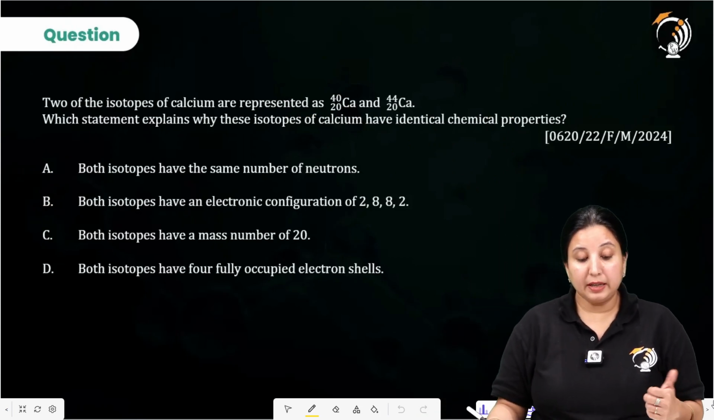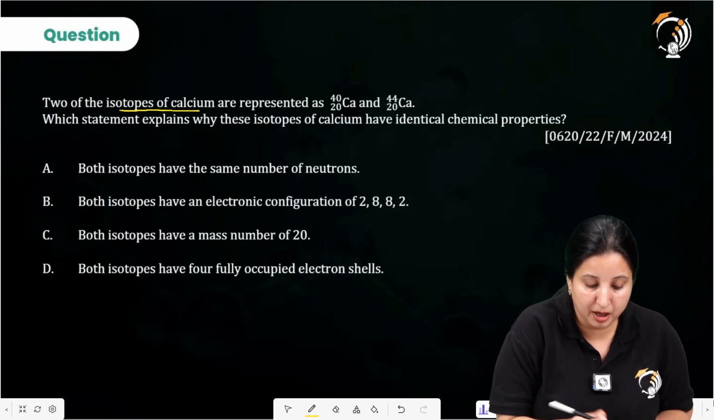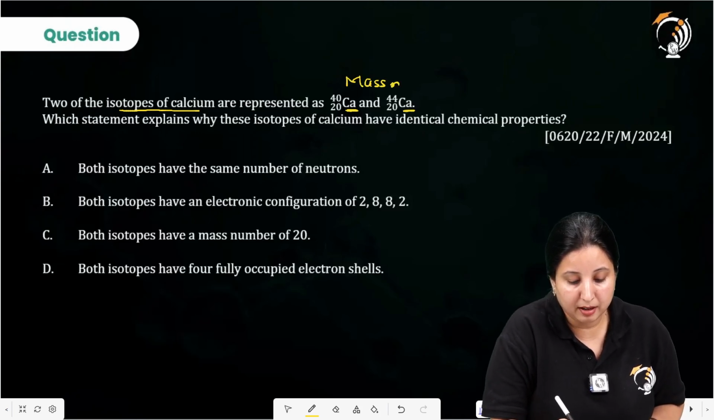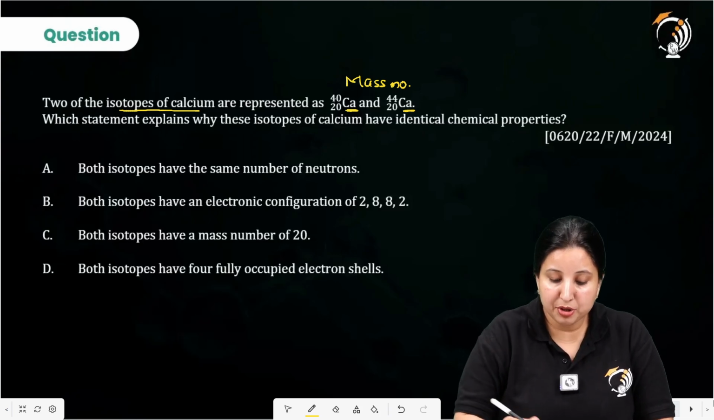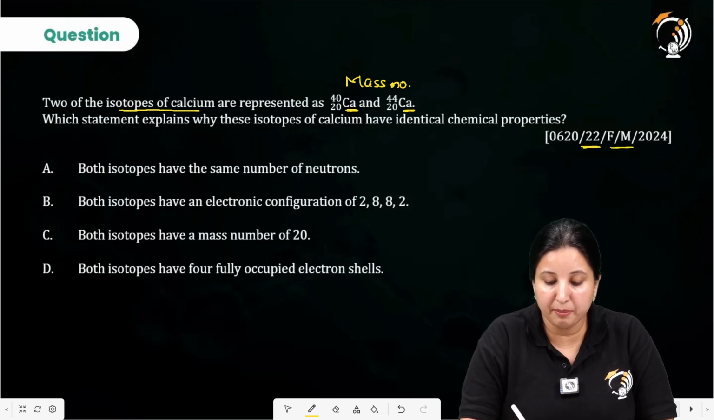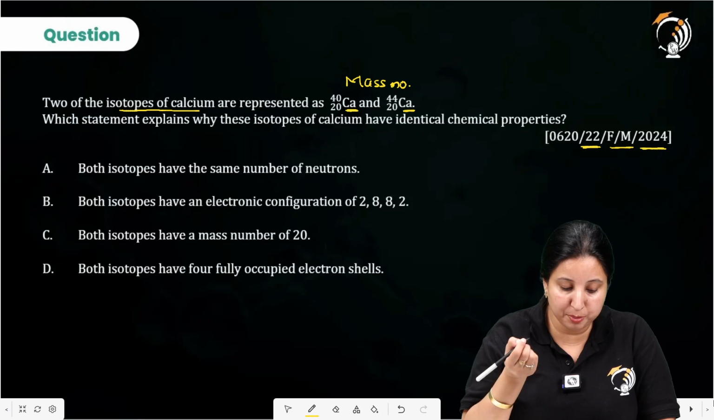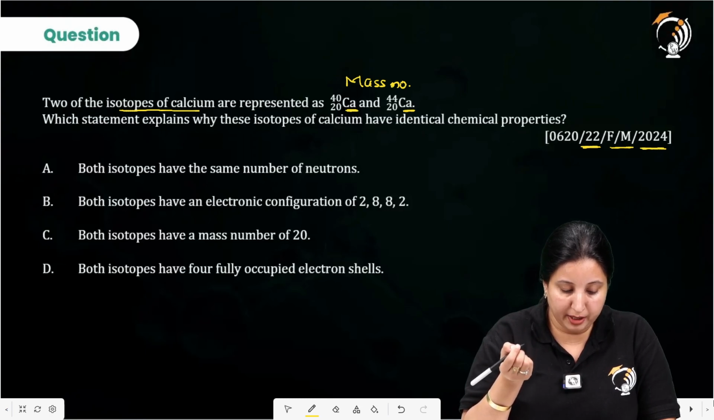Next question. Now look, the next question is again from the topic isotope. 2 isotopes of calcium are represented and we are given calcium 40 and 44. Basically 40 and 44, as we have said, they are the superscripts. So they are the mass number. This particular question is from the variant 22 February March 2024 year. So let's see. Both isotopes have the same number of neutrons, both isotopes have an electronic configuration of 2882.